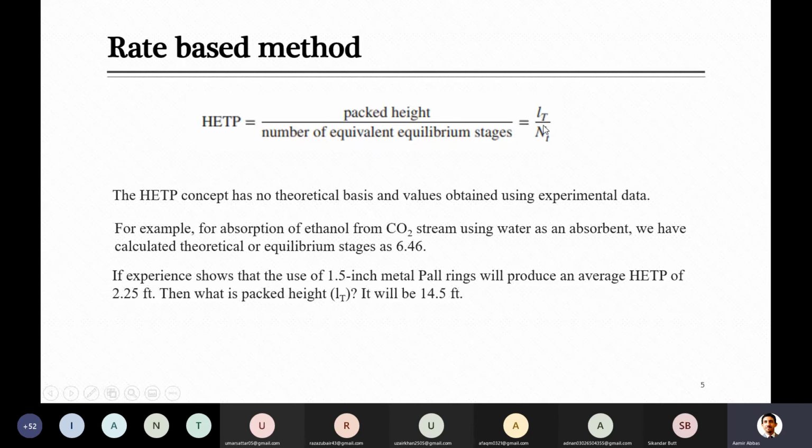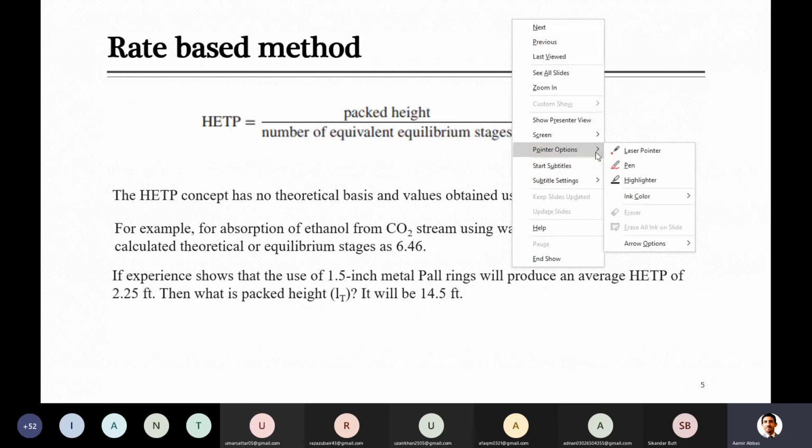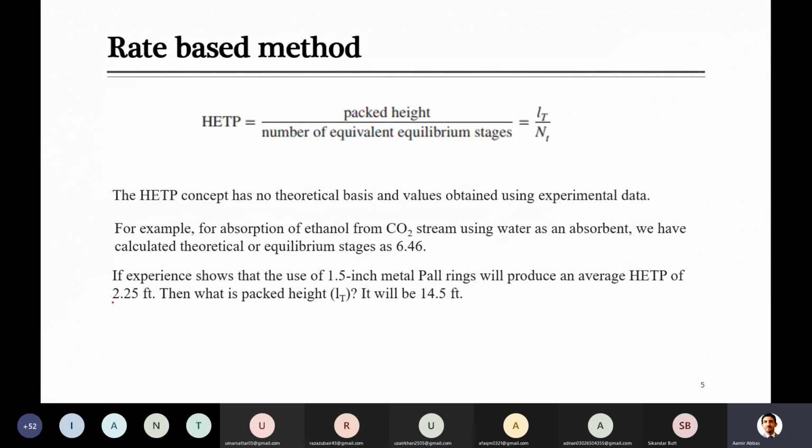From where does it come? Here you know the number of theoretical plates needed for this separation, 6.46, and if you multiply this with 2.25, which is the HETP, you will get the required height.